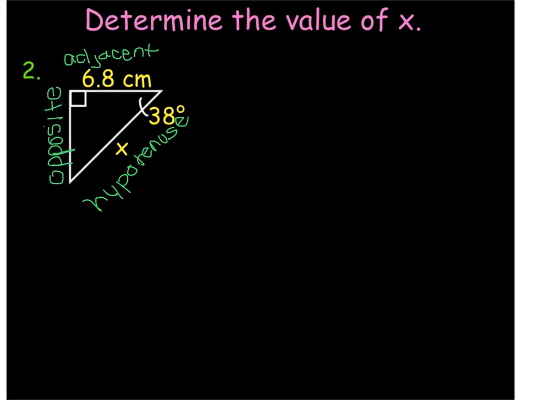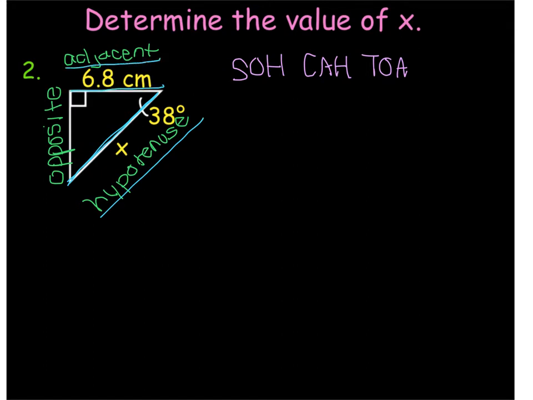And now that we have labeled all of the sides of our triangle, we are ready to determine which trig function we need to use. In order to do that, I'm going to write out SOHCAHTOA. So now I'm going to look at which sides have labels on them. I have my hypotenuse, which has the x. And then I have my adjacent side, which is 6.8 centimeters. So that means I am looking for the trig function that uses the adjacent side and the hypotenuse. So I'm looking for AH, and I find that right here, which means I'm going to be using cosine.